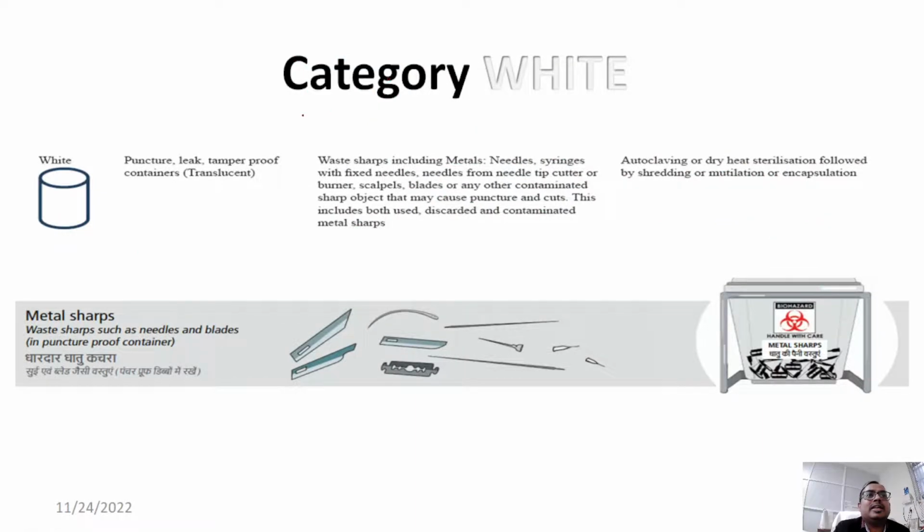Then another category was white. This included waste which is metallic sharp.